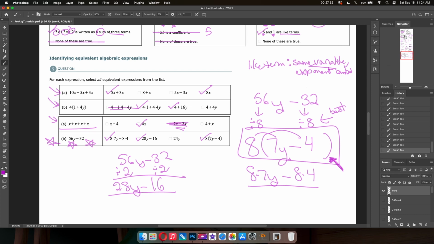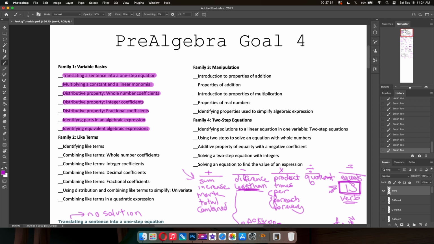And so that covers everything for Family 1. Now we understand the basics of variables. We have some very light manipulation, but before we get into that, the next video is going to be all about like terms. We've introduced them briefly, and now we're going to dig into them wholesale in the next video.